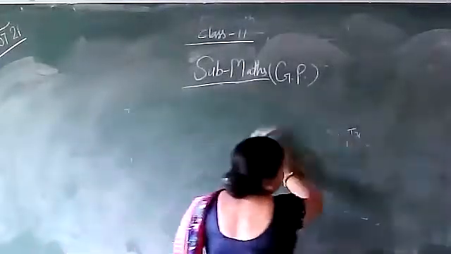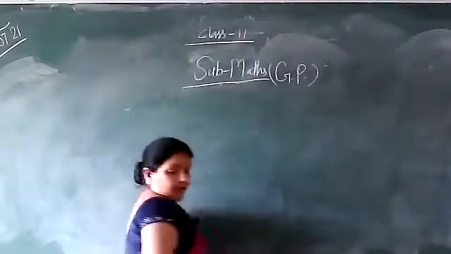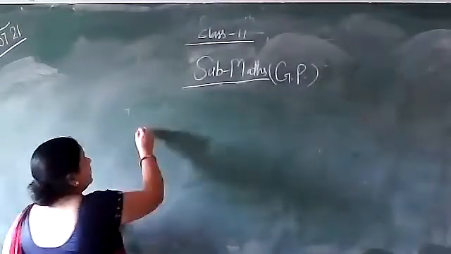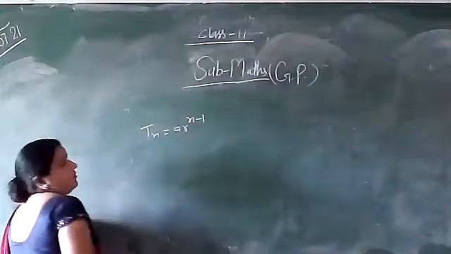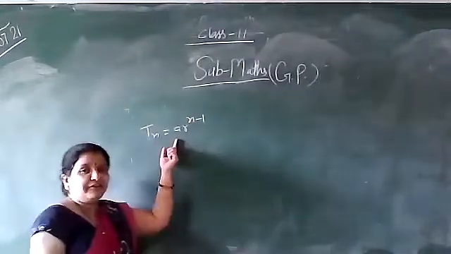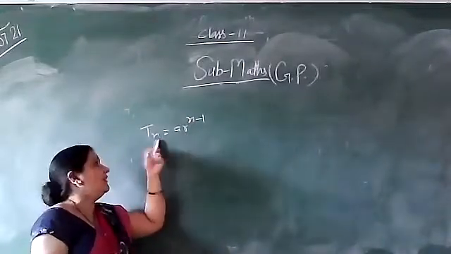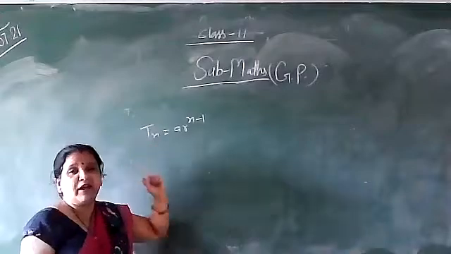Now I write Tn equal to A R to the power n minus 1, where A is the first term, R is the common ratio, and n is the term which we want to find.